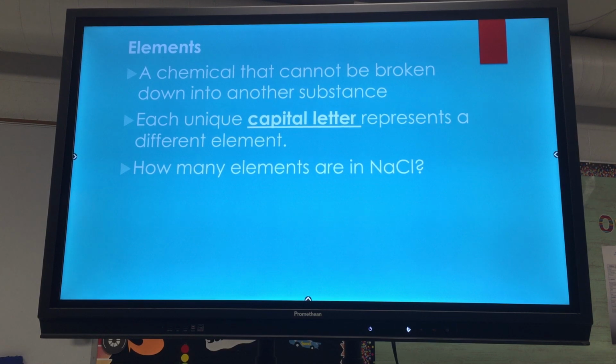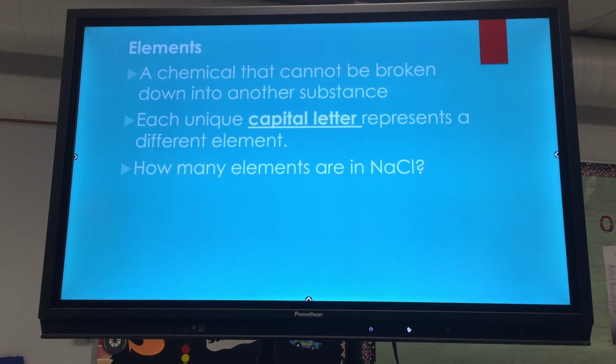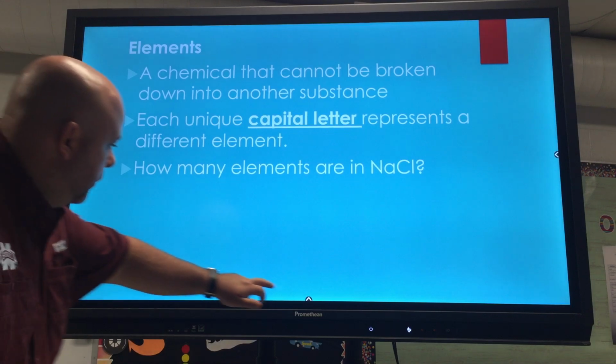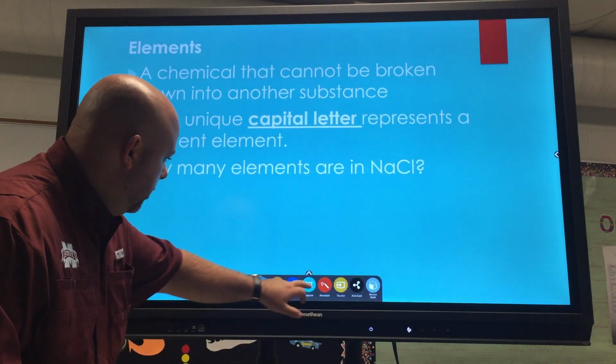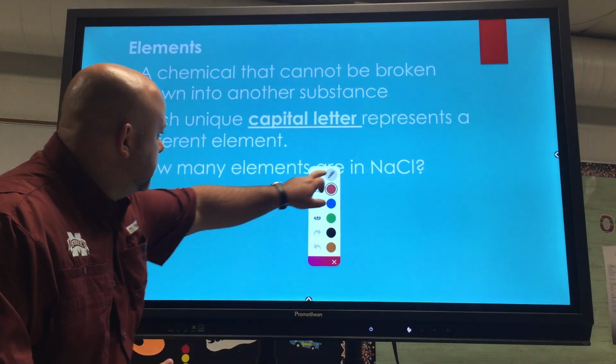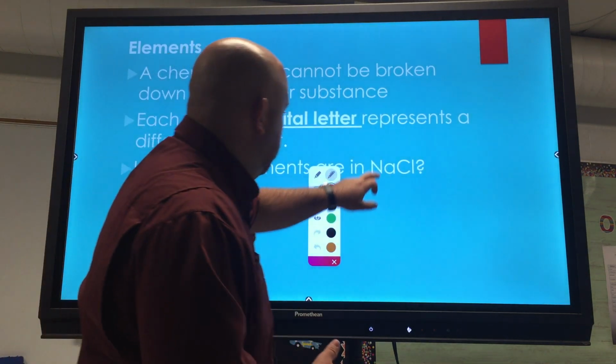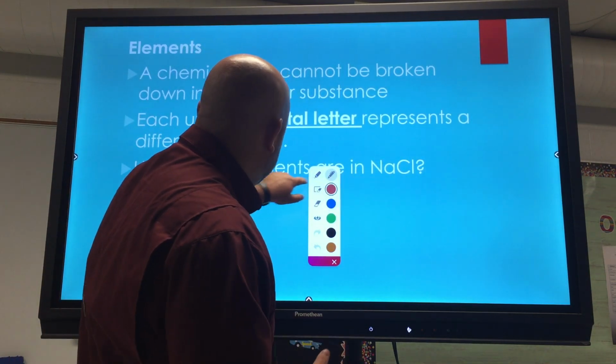So, an element is a chemical that cannot be broken down into another substance. Each unique capital letter, that's bold and underlined for a reason, capital letter, represents a different element. How many elements are in NaCl? By the way, that's the chemical formula for salt. That's sodium chloride.